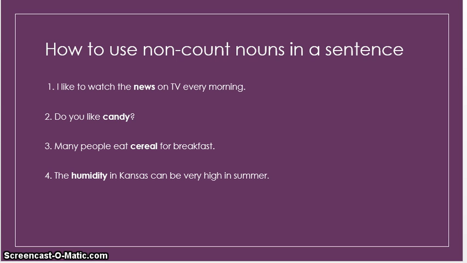How to use non-count nouns in a sentence. We cannot put numbers in front of non-count nouns. You will see in these 4 sentences that I have put the non-count noun word in bold letters. Sentence 1, I like to watch the news on TV every morning. Sentence 2, do you like candy? Sentence 3, many people eat cereal for breakfast. And sentence 4, the humidity in Kansas can be very high in summer.